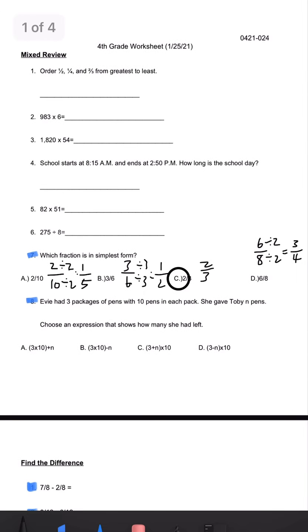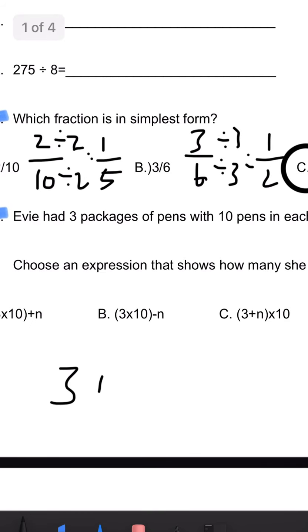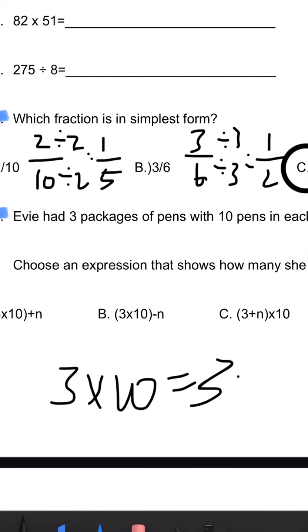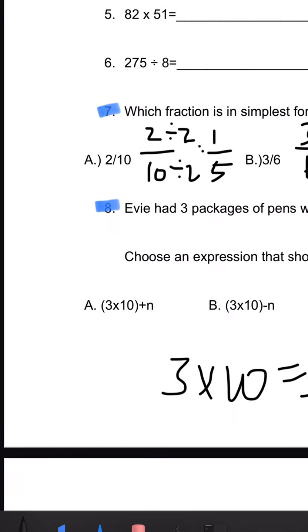Looking at number 8, Evie had 3 packages of pens with 10 pens in each pack. She gave Toby n pens. Choose an expression that shows how many she had left. So, Evie had 3 packages with 10 pens. So we already know that she has 30 pens total. So we're looking for an expression that has 3 times 10 inside the parentheses.